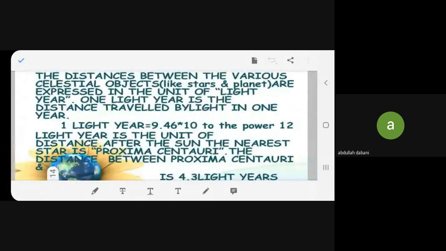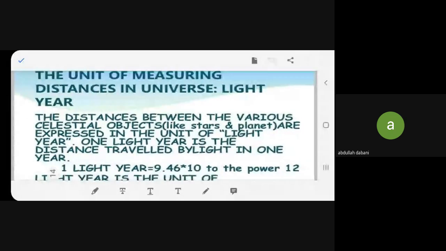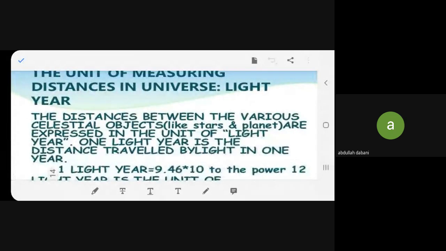Okay, thank you, Vita. So how do you measure the distance in the universe? It is always measured in light years. On Earth we talk about kilometers and meters, remember that? But in the universe, in space, we measure it with the help of light years. You understood, Vita?